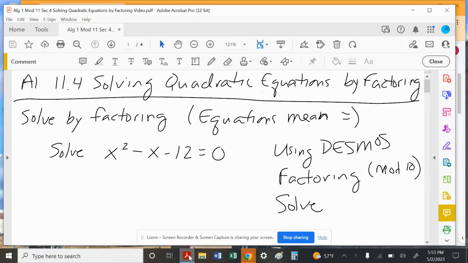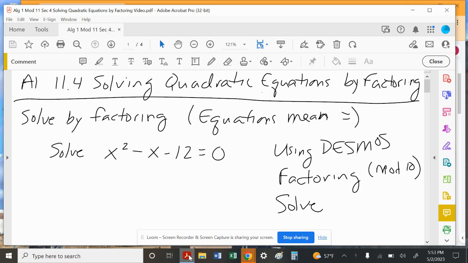Okay, let's move into Module 11, but we're going to be starting in Lesson 4 instead of starting at the beginning. It's going to be kind of a repeat of some of the stuff that we've done before, but it's really set up so that you are successful in factoring. So we're going to be solving quadratic equations by factoring.